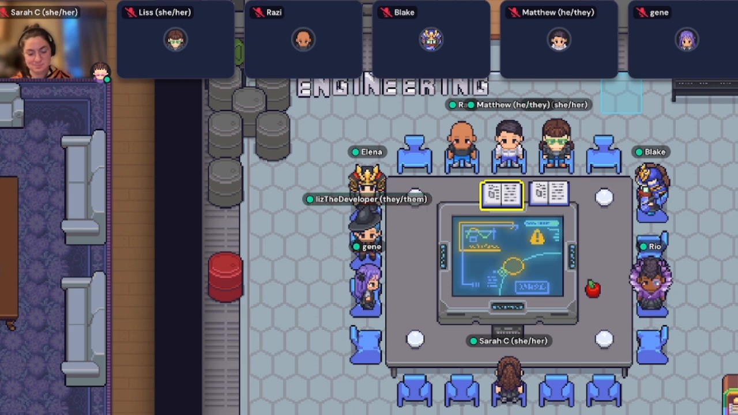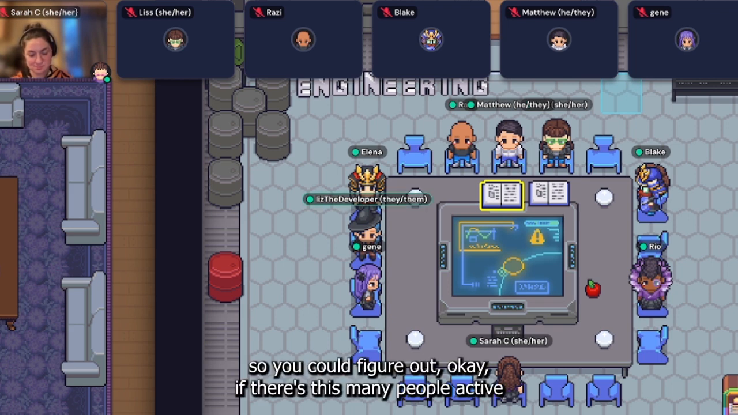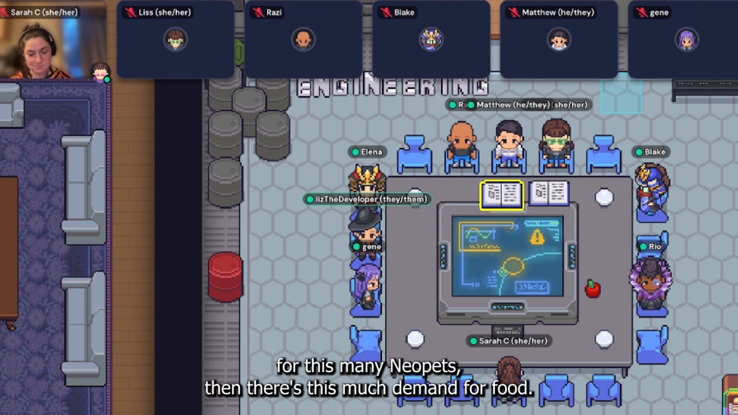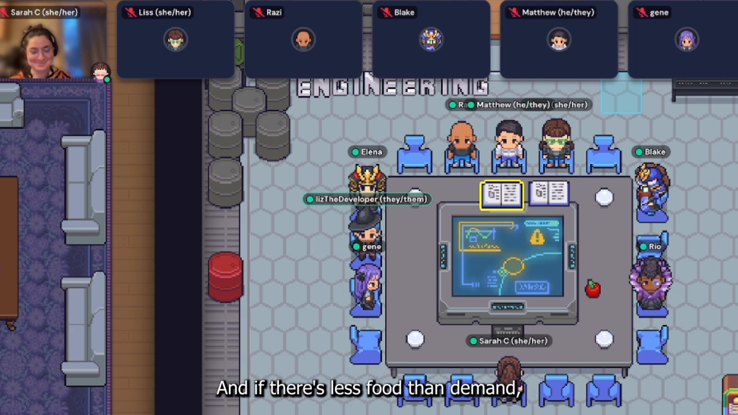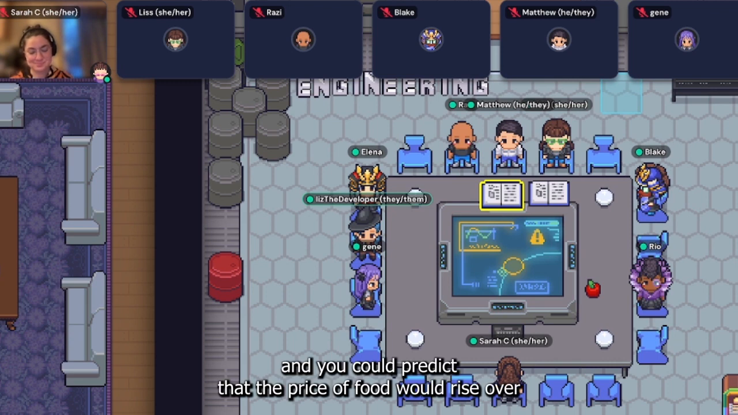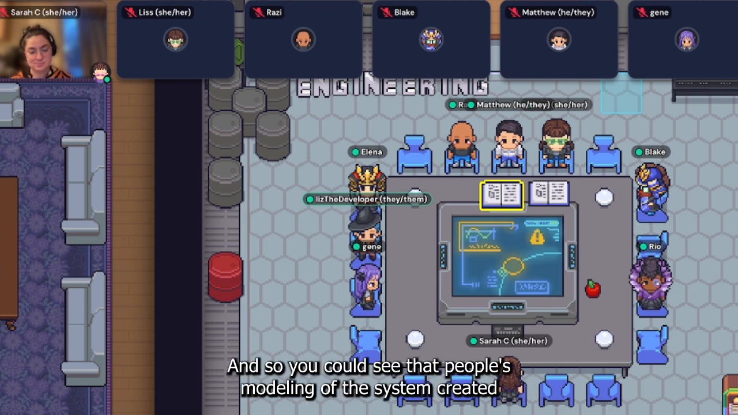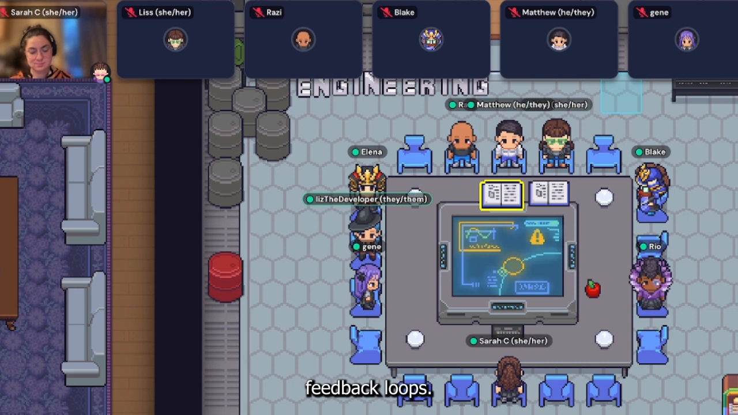You could see it. So you could figure out, okay, if there's this many people active and there's this much food available for this many Neopets, then there's this much demand for food. And if there's less food than demand, then there will be a rise in prices, right? Or, yeah, it'll be manipulated. And you could predict that the price of food would rise over time as people saw that that was a thing. And so you could see that people's modeling of the system created feedback loops.